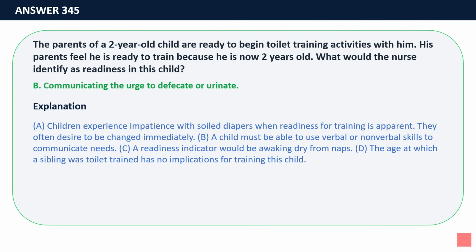Answer: B. Communicating the urge to defecate or urinate. Explanation: A. Children experience impatience with soiled diapers when readiness for training is apparent. They often desire to be changed immediately. B. A child must be able to use verbal or nonverbal skills to communicate needs. C. A readiness indicator would be awaking dry from naps. D. The age at which a sibling was toilet trained has no implications for training this child.